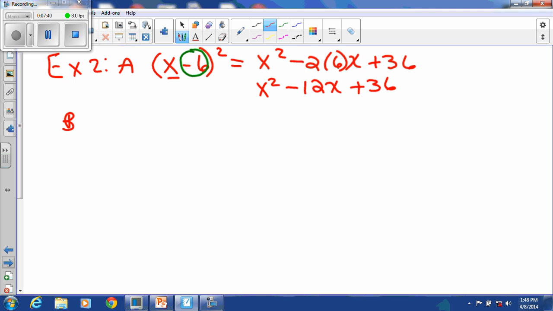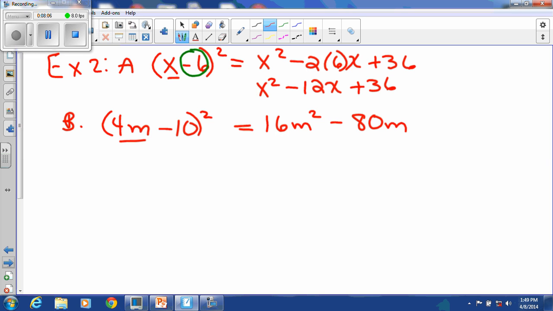For example B, 4m minus 10 squared. Let's see if we can take a step out. Our first term squared would be 16m squared. Let's see if you can do this in your head. We're going to double 4m times 10. 4m times 10 is 40m. When you double it, you get 80m. But remember, it's minus because there's a minus sign in the binomial. Our last term will be negative 10 times negative 10, which is a positive 100. Our answer is 16m squared minus 80m plus 100.